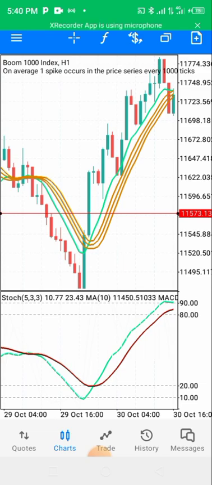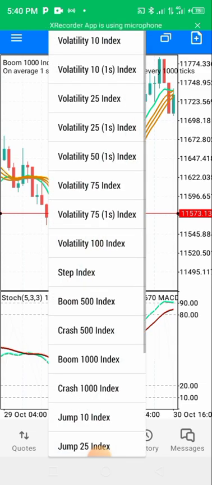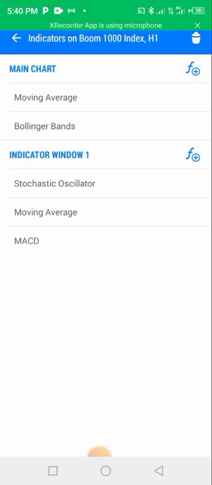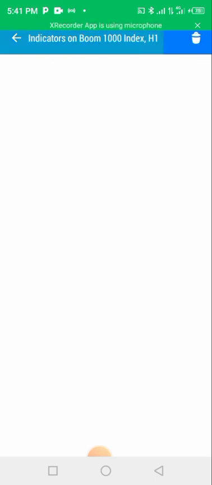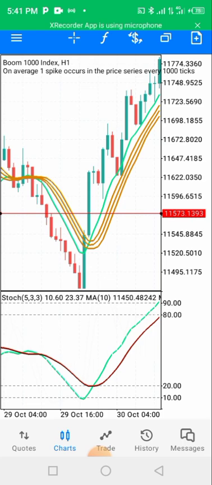Okay, so the settings for this strategy will be: on the main chart, the moving average, the Bollinger Bands, and the stochastic oscillator; on indicator window 1, moving average and MACD. So the first indicator you'll be adding to your charts will be the moving average. I hope we all know where we can add our indicators.